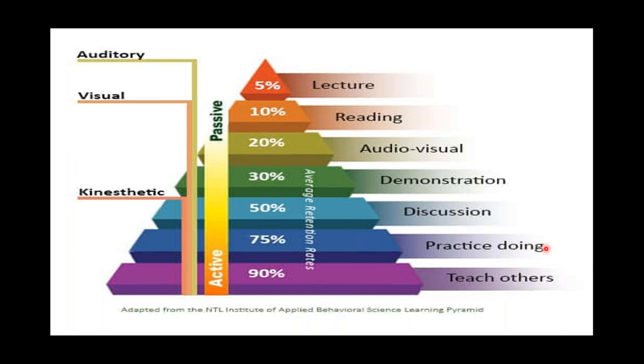And the most effective ones start with practice by doing. This is one of the most effective methods of learning and study. And the most effective one is teaching others. The retained information is about 90%. Here, look at the auditory and visual, and these are the active methods. There is a difference between the learning methods. So the most important and most effective one is teaching others. Teach each other, and the retention is about 90%.